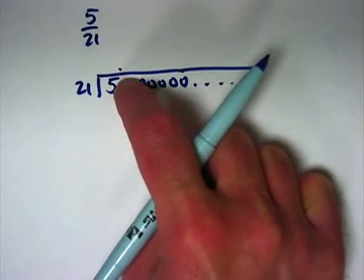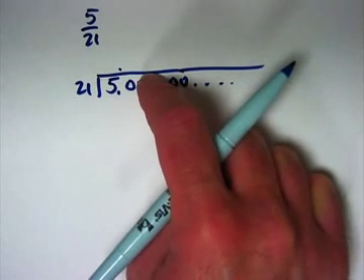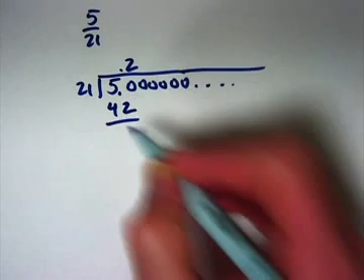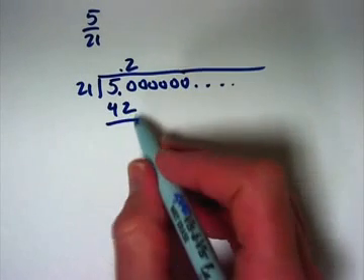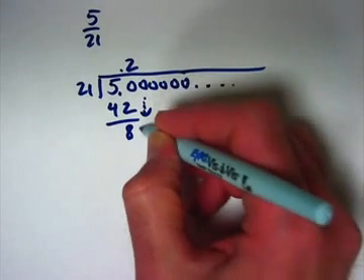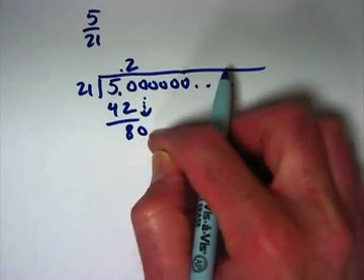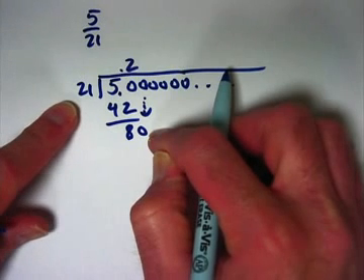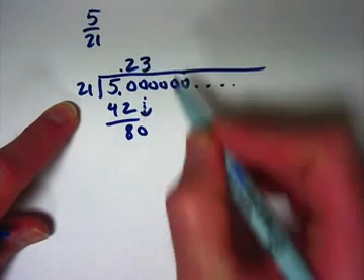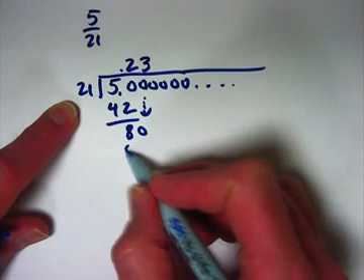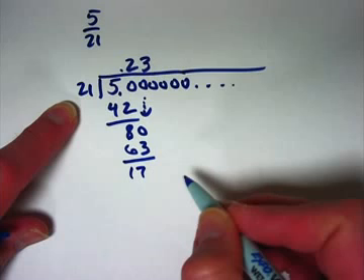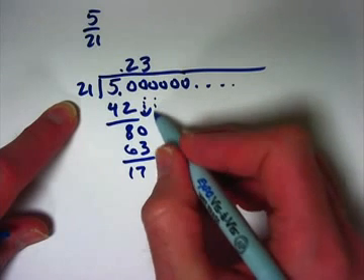21 doesn't go into 5, but it does go into 50. How many times? It goes in twice. 2 times 21 is 42. 50 minus 42 is 8. Bring down the 0 there. Let's write 80. 21 goes into 80 3 times, not quite 4 times. 3 times 21 is 63. 80 minus 63 is 17. Bring down this 0.